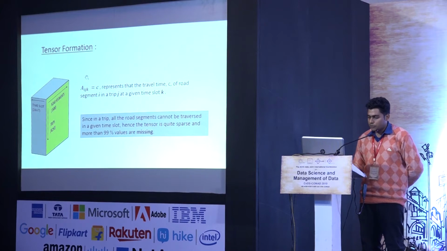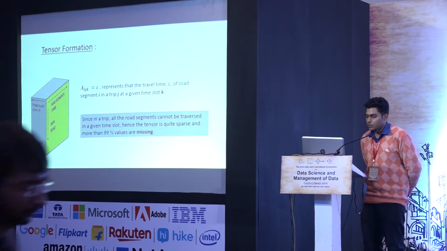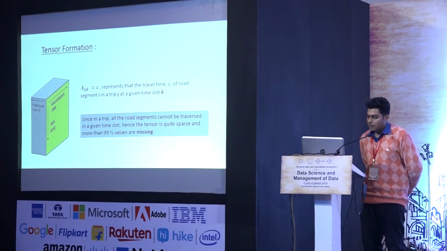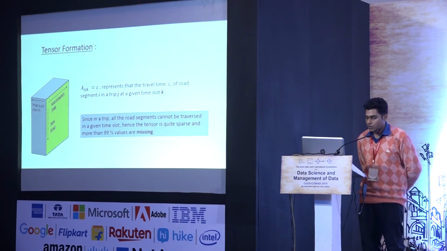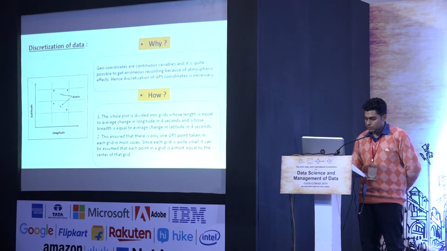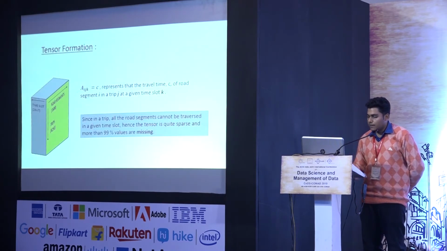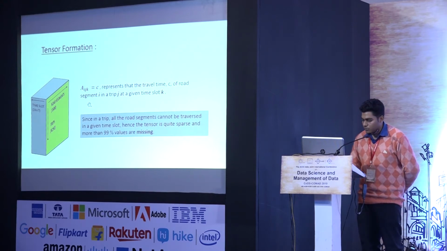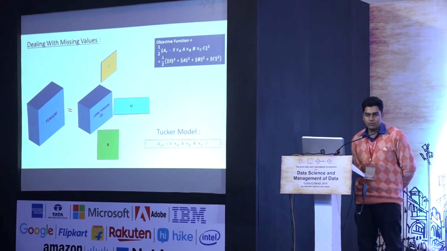Now we form the tensor out of it, and we can see that a given point in the tensor, like Aij equal to C, represents the travel time for a given road segment in a given trip in a given time slot. Since you saw that the plot was quite sparse, more than 99% of the values in this tensor are missing. So we need to recover the values. So how do we do it? One of the most common approaches to do that is Tucker decomposition.